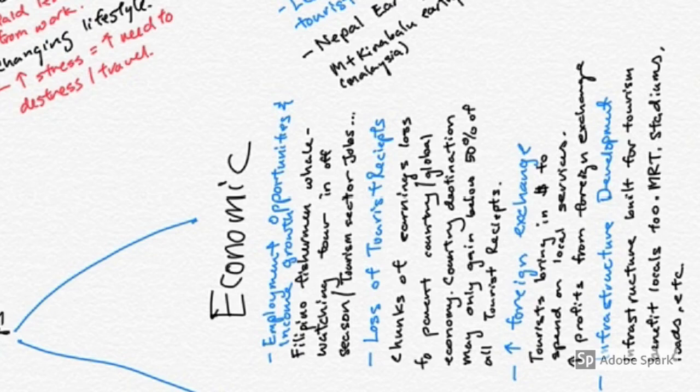So the locals are actually, as a result of this tourist infrastructure building, right, they benefit from it. So an example is like the KL MRT system, which was built for tourists, but as a result, the local population living in KL get to enjoy the infrastructure as well.